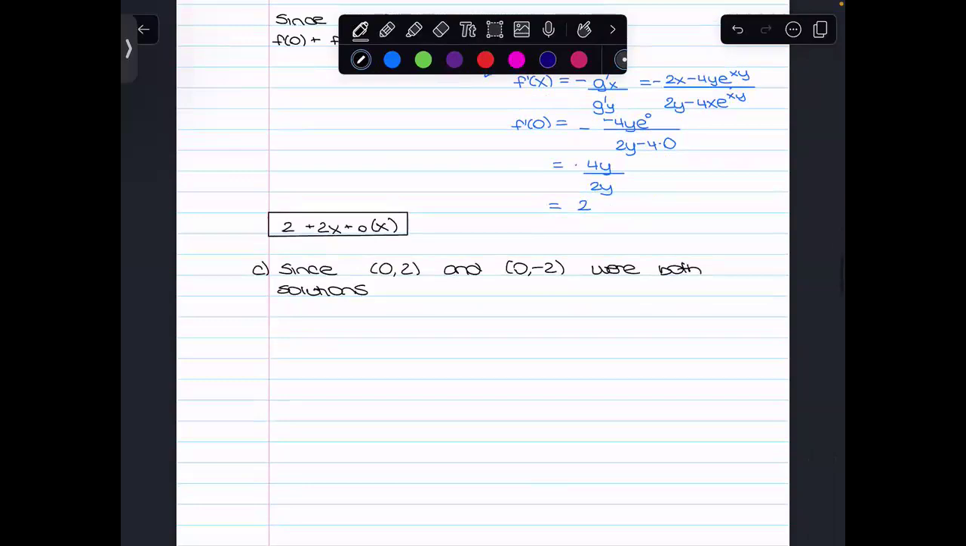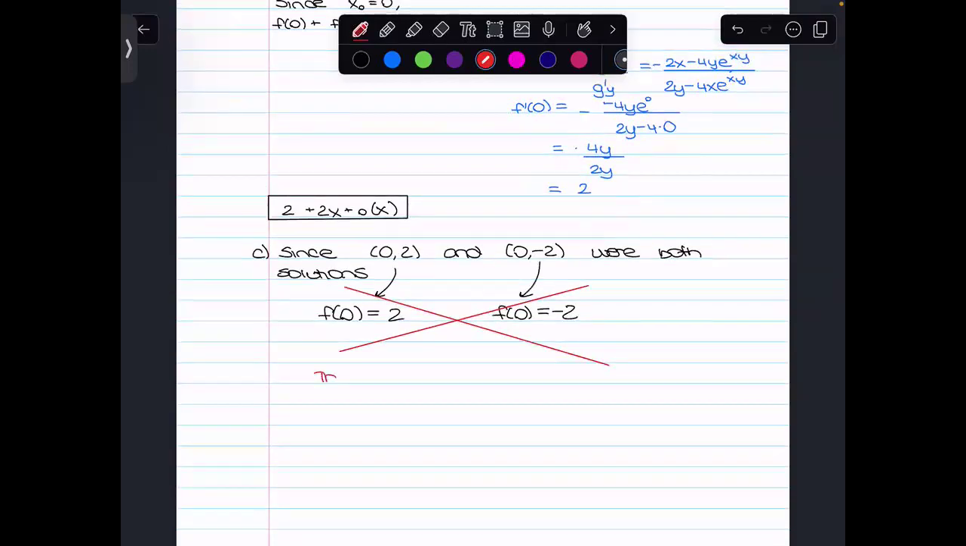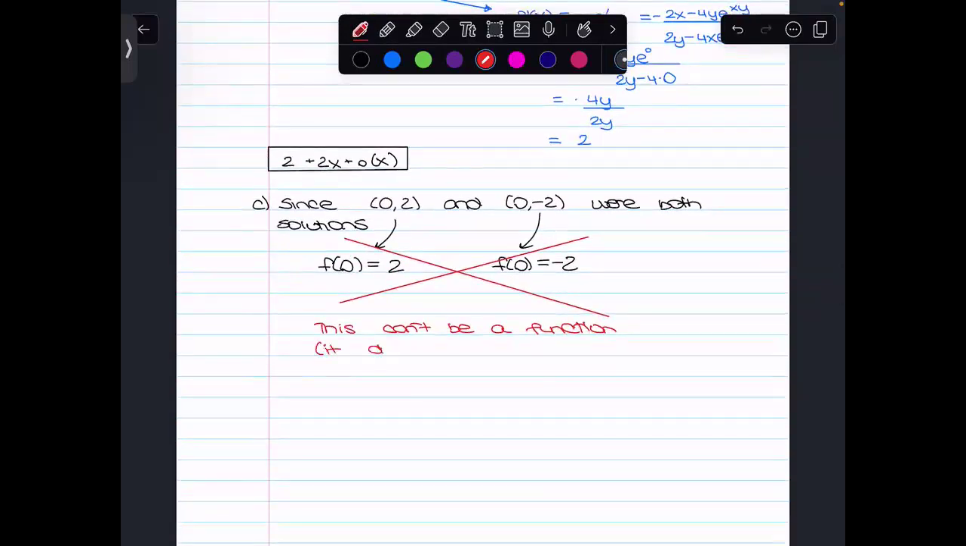And so basically that means that when you plug in 0 into the function, you get 2. But then here, when you plug in 0 into the function, you get minus 2, which doesn't make sense for a function, because with a function you should only get one result. And so it wouldn't pass the vertical line test.